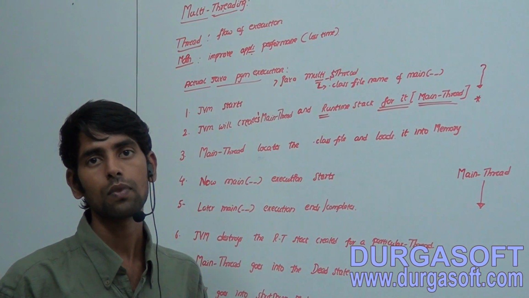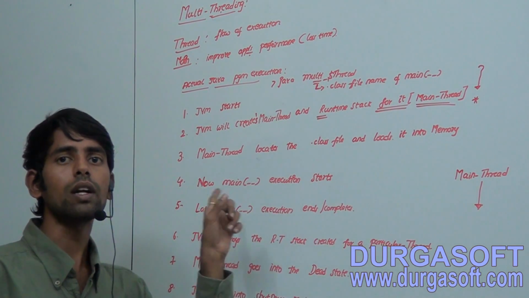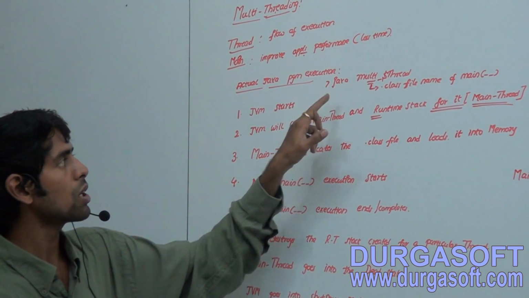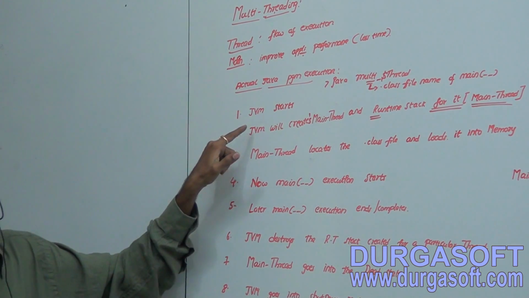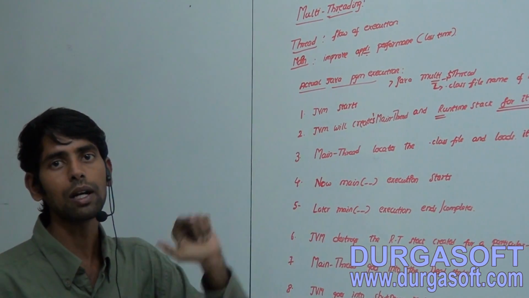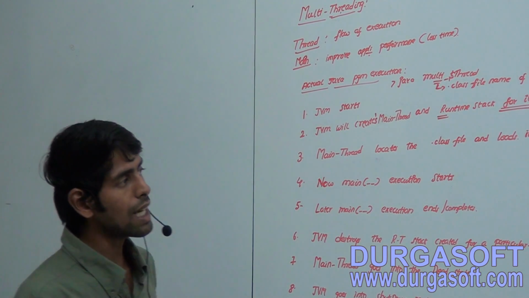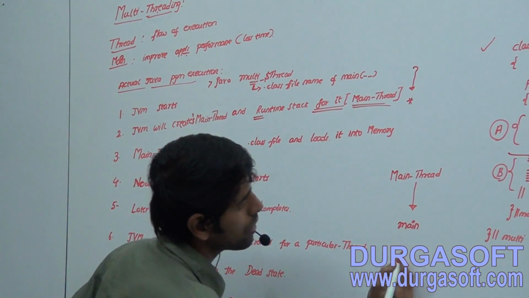The main thread. And one more thing: who is starting the main thread? Are we starting it? Of course we are writing this particular statement, but internally who is creating the main thread? Our JVM, the Java Virtual Machine, starts that main thread, and it has customized the thread name. What is that thread name? It is main. Don't get confused.